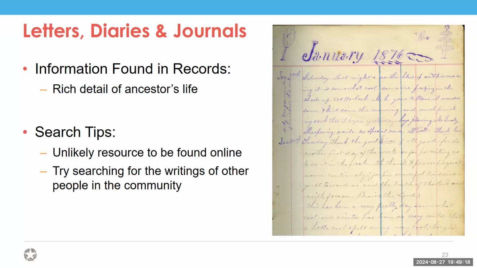You can also search in the writings of other people in the community for mentions of your ancestor if you don't have any writings from your family. So, for example, if you knew your ancestor grew up in Plano in the late 1800s, we have the Lizzie Carpenter diaries or journals that have been digitized and put online. You can see the example of one here on the right. And maybe your ancestor was mentioned in that journal.